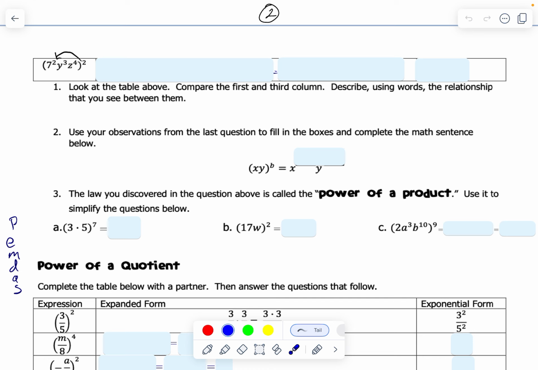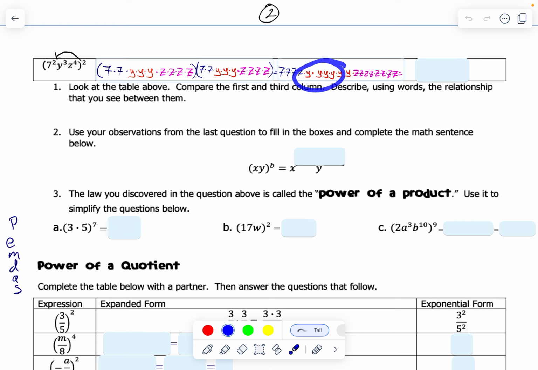And if I try the next one, I'm going to do the same thing. Remember, if I have an exponent raised to an exponent, I multiply those together. So I'm going to get 7 squared, or 7 times 7, times y to the 3rd, times y times y times y, times z to the 4th. So 4 z's, and the whole thing is going to be squared, so I've got to write it again. Well, now I can regroup my 7s. I have 4 7s multiplied together, 6 y's multiplied together, and 8 z's multiplied together. So I would say it's 7 to the 4th, y to the 6th, z to the 8th.